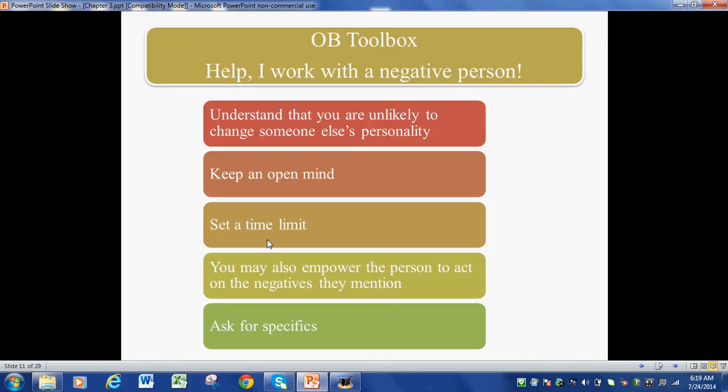Set a time limit, right? A lot of times you have to set time limits on things like, hey, I'll give this guy up to this date, but after that, I'm giving you no more chances. You may also empower the person to act on the negatives they mention, right? I would definitely not say go have a confrontation session with them and try and counsel them and say, you're too negative for the environment, unless you're a manager and it becomes a situation in which it's affecting other employees.